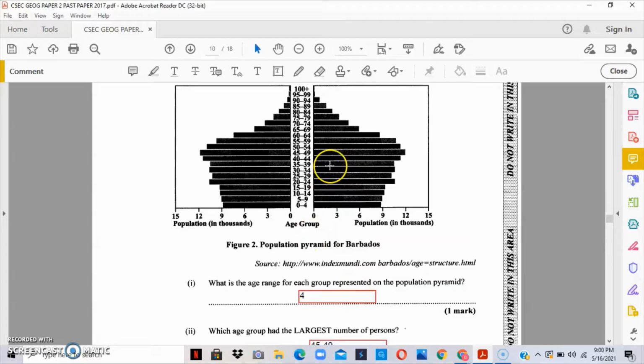Now for each group, 0 to 4 is one group, 5 to 9 is one group, 10 to 14 is another. In order to get the range, you have to subtract the smaller number from the larger number. So for example, in the group 0 to 4, it is 0 from 4, which leaves us with 4, or 5 from 9, which leaves us with 4, or 10 from 14, which leaves us with 4. So the range for each group is 4.